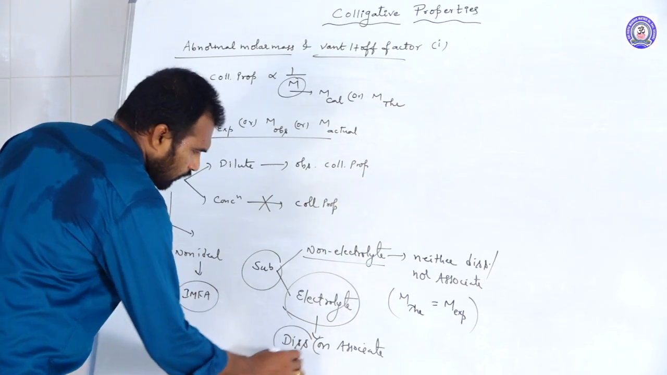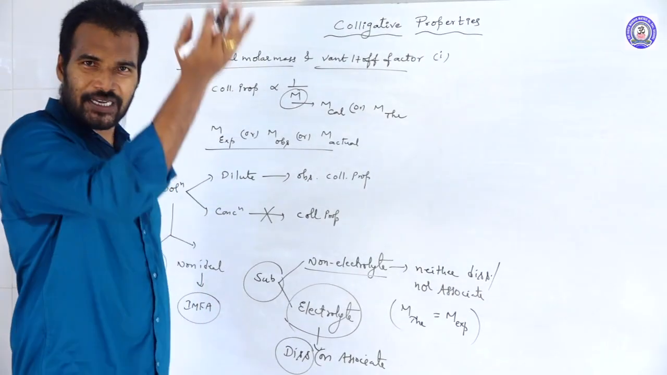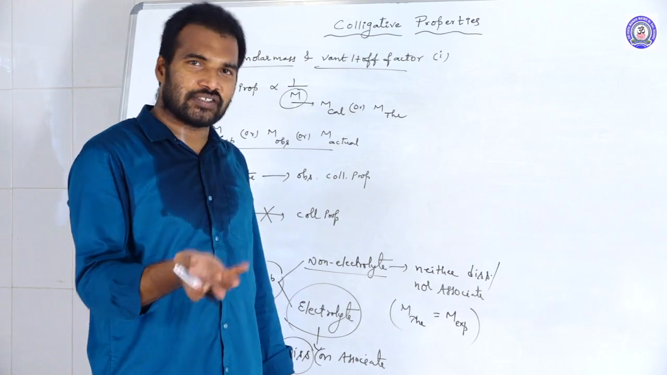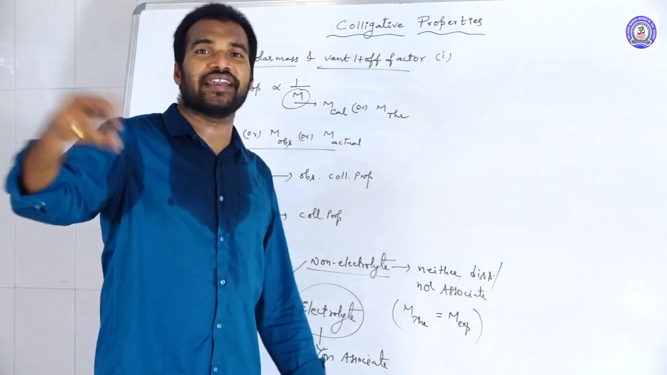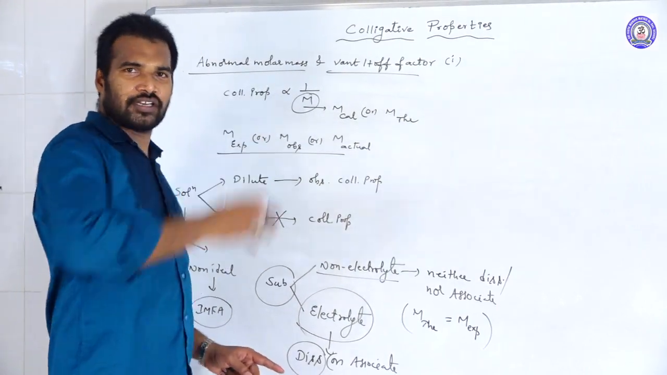If they dissociate, what happens? The number of particles will increase. If the number of particles increases, what happens? The colligative properties increase. Why? Because colligative properties are directly proportional to the number of particles. So if the number of particles increases, colligative properties increase.